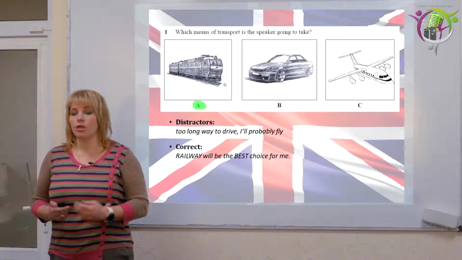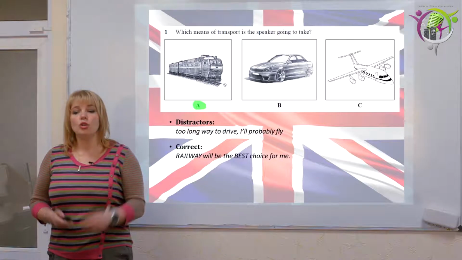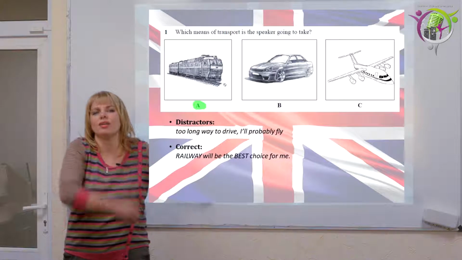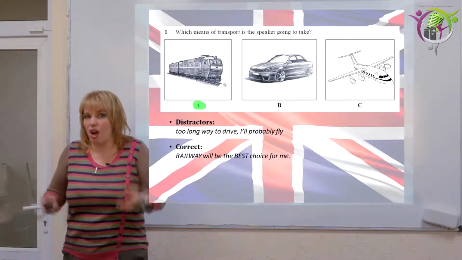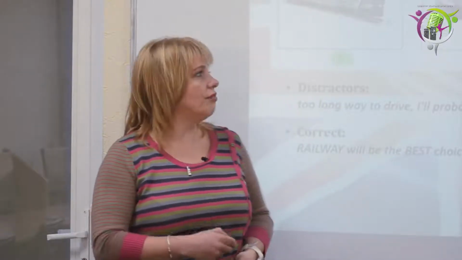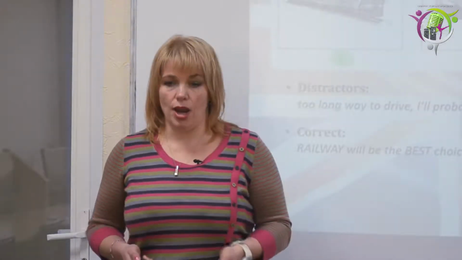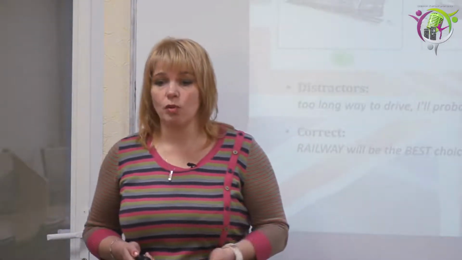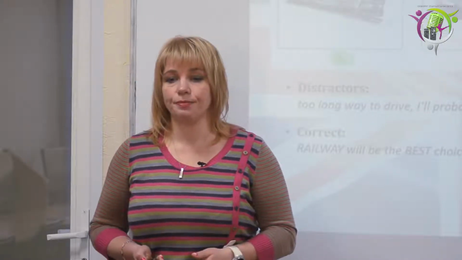Okay, so the correct answer is A. While listening to the recording, you heard some distractors, the words that were meant to distract you from the correct answer. Those were "too long a way to drive," and you might have thought it's a car, or "I'll probably fly," yeah, but the correct answer is actually railway. So you need to choose option A, because the speaker said railway will be the best choice for me. Let's look at another example.